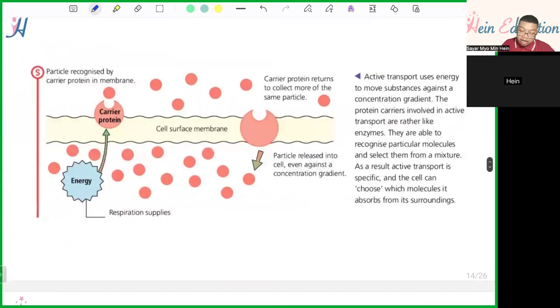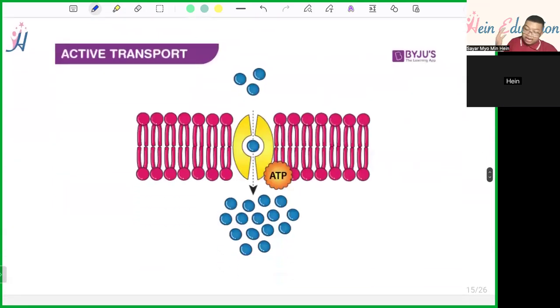And this is the diagram illustration showing you the carrier proteins, where they use the energy, or where they use ATP to move the substance from low concentration to high concentration. So this is the example of active transport. And again, it shows the carrier proteins and everything that are embedded in the cell membrane.